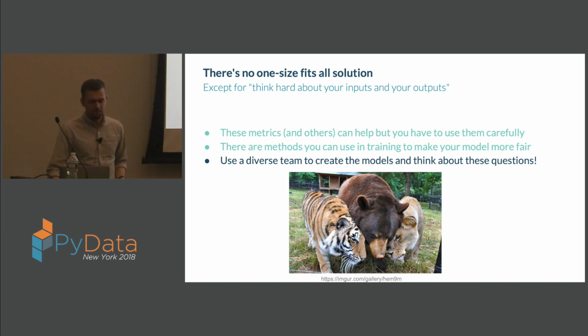Use a diverse team to create these models and think about these questions. Throughout this talk, I've tried to emphasize that it's really a question of human judgment. But if everyone on your team thinks about things in exactly the same way, then you're not going to have good coverage on the kinds of issues you need to be thinking about when you're assessing these ethical questions of fairness. So have a diverse team when you're doing this really human work of thinking about what fairness means in the context of your model.